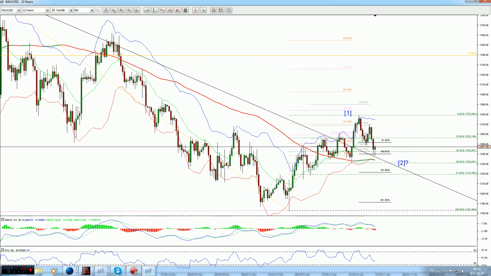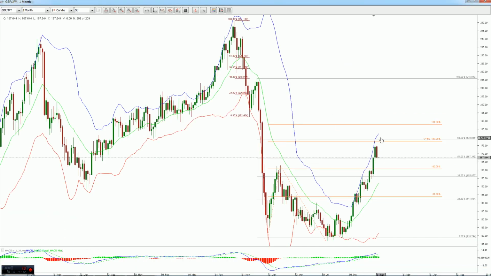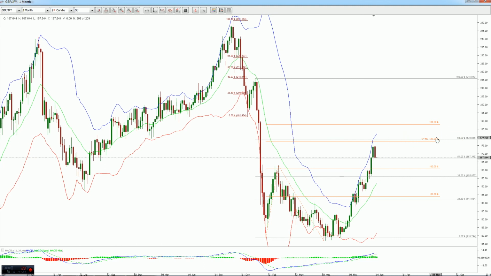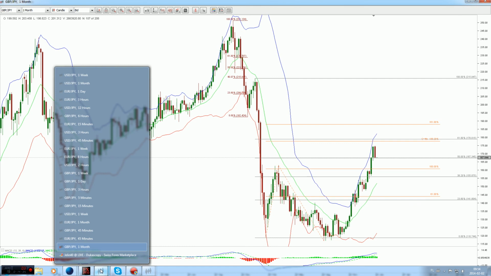Okay, good. Let's switch to the Great Britain pound Japanese yen monthly chart. This is a strong candle which engulfs the previous one, so this is a strong reversal signal already by itself. As mentioned before in one of my analyses, I've got some levels here, and the market may react to those levels. I don't think it's finished already. It may take some time to finish.